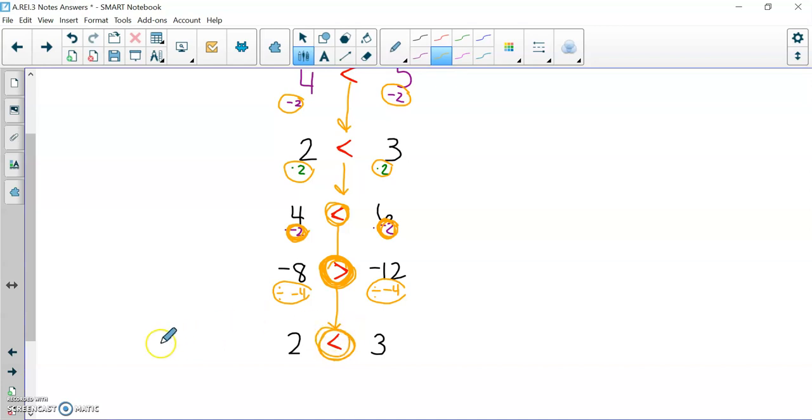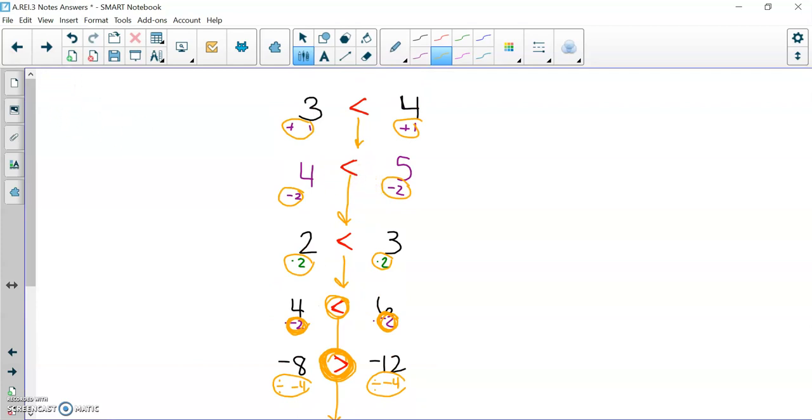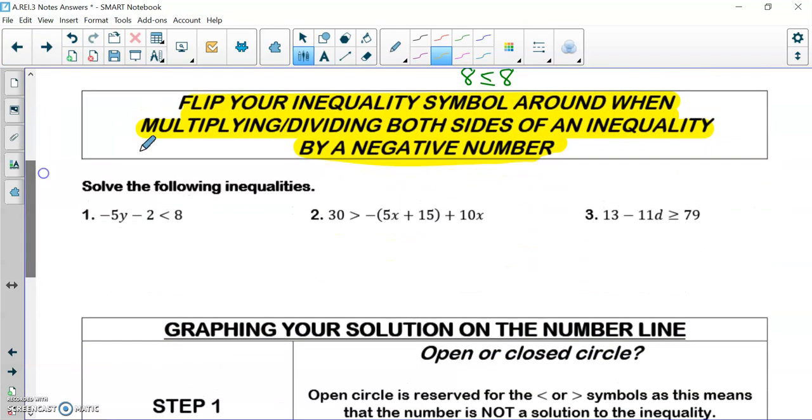So I just showed you that when we divide or multiply both sides of an inequality by a negative number, your inequality symbol flips around to keep the statement true. That's exactly what is happening when we're solving inequalities. If we ever multiply or divide both sides by a negative number when solving an inequality, we must flip our inequality symbol. So let's get started.